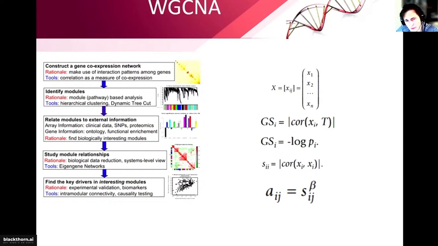Overall, we are using absolute values of correlation, so we don't take into account plus or minus correlation. Maybe it's not such a good thing because we are losing directions in our network, but still we preserve all connections, and it's kind of a good thing.